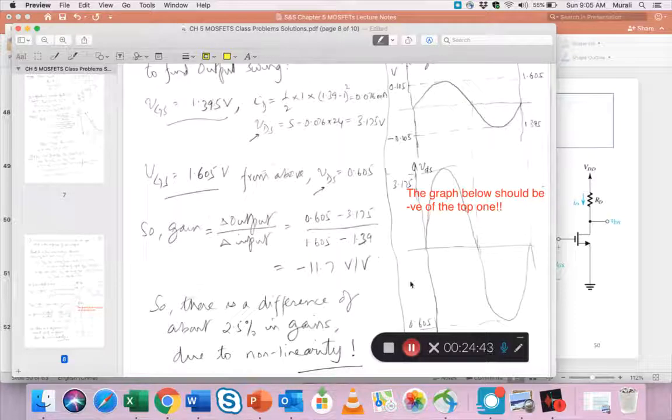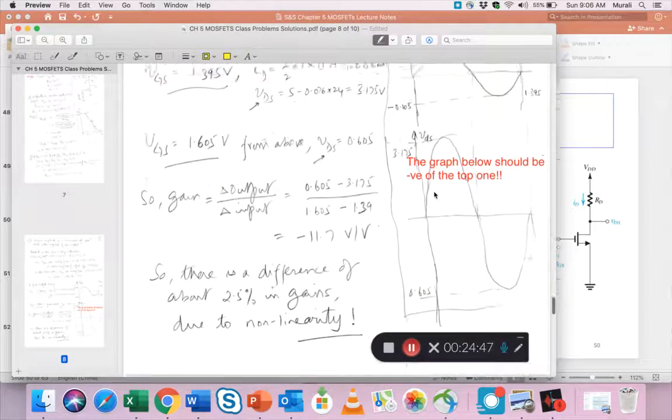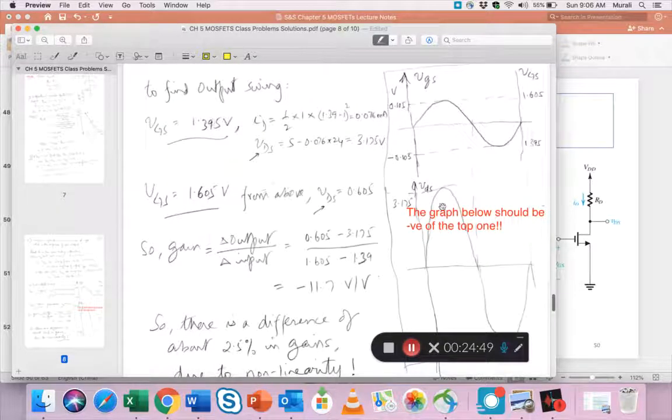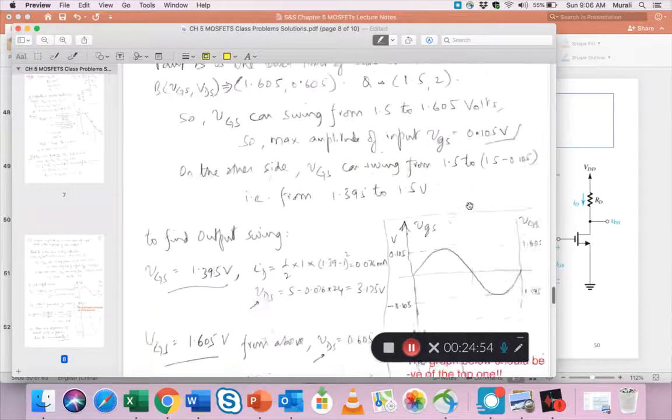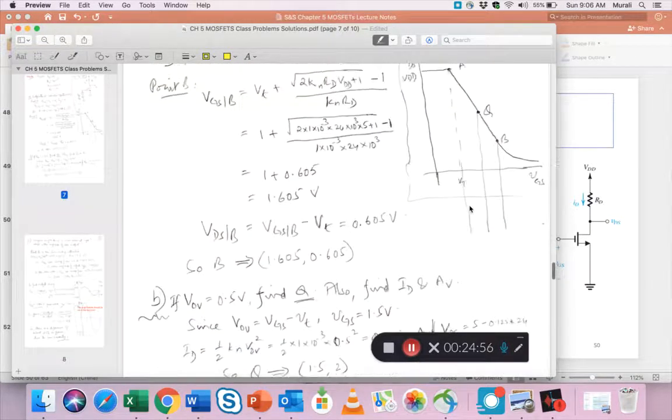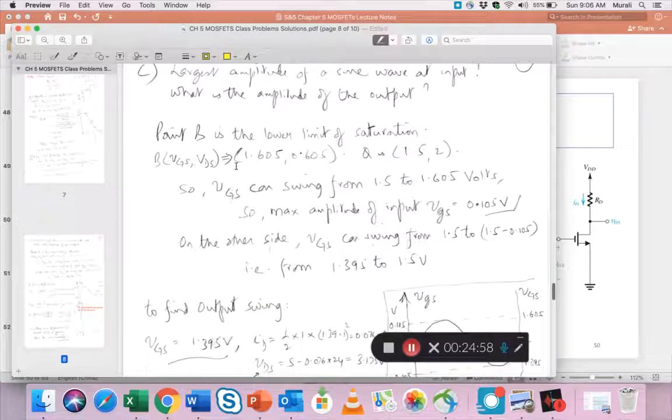Obviously when this goes high, this must go low, but I hope you get the general idea that there is amplification and the output is much bigger than the input. But the phase, I made a mistake, so please forgive me. Okay, so how do you find the swing?